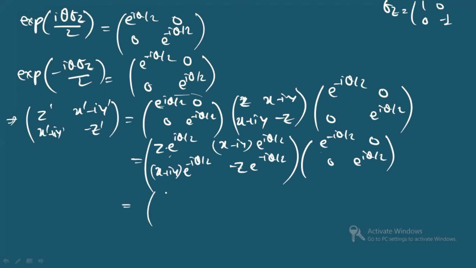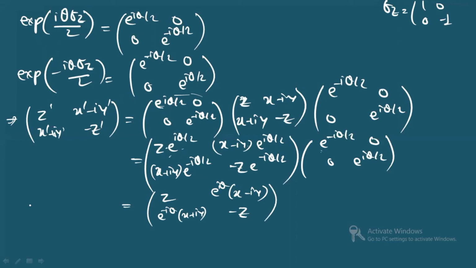This into this will give you what? Only z, yes or no? This into this plus this, 0. Next again you will do what? With this term, so 0, this is what? Just e to the power i theta by 2, e to the power i theta by 2. So it is e to the power i theta, right? x minus iy. Again this into this will give you what? e to the power minus i theta, x plus iy. And again, the last term will give you just minus z, right? So this is what you are getting.